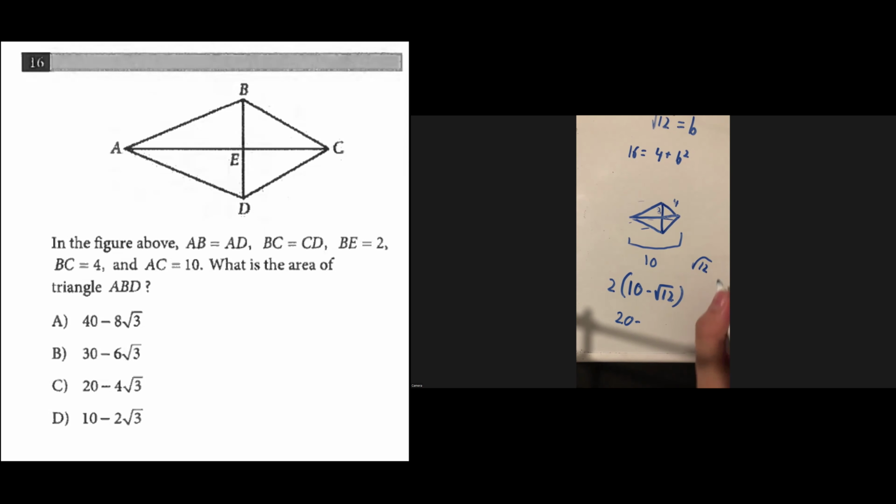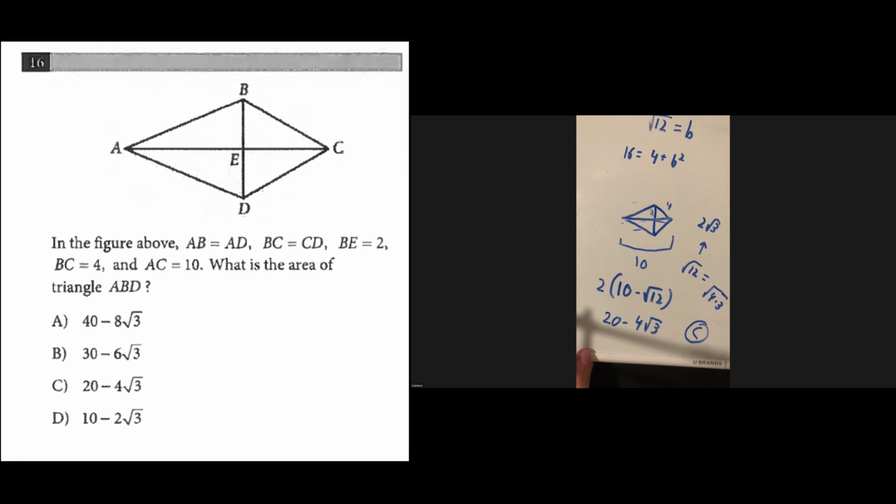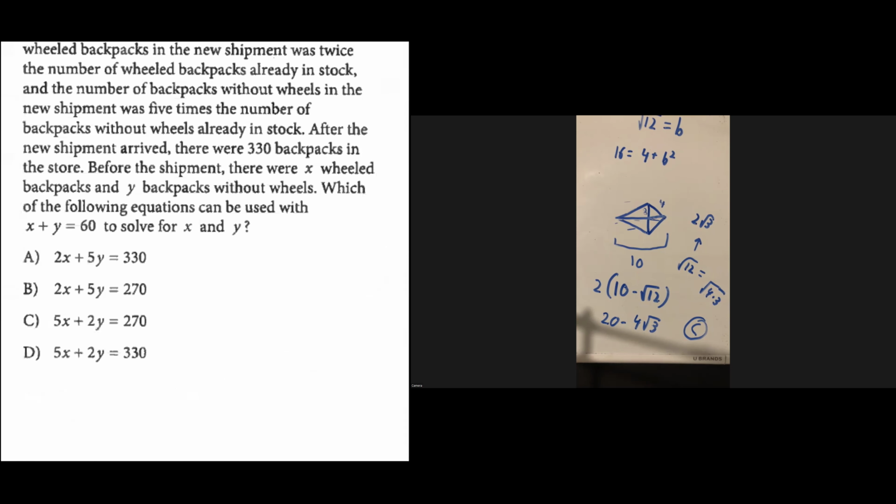So root 12 is the same thing as root 4 times 3. And then we can simplify root 4 is equal to 2. So root 12 becomes 2 root 3. So 2 times 2 would be 4 root 3. So 20 minus 4 root 3 is the correct answer, which is answer choice C. Okay, question 17.